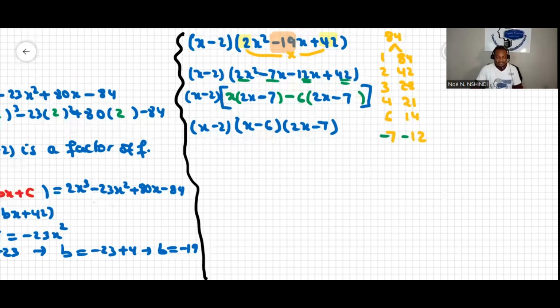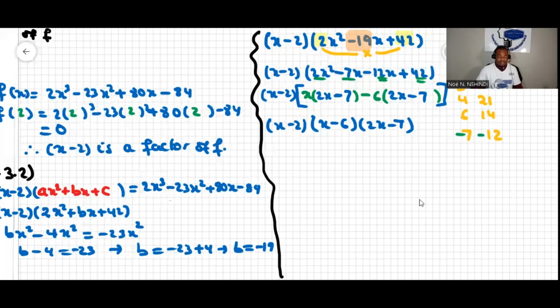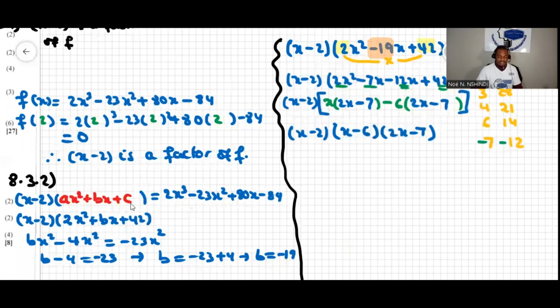The same work can also be solved by using long division. We can say x squared plus bx plus c is equal to all this divided by x minus 2. We can also solve this by using the long division method.